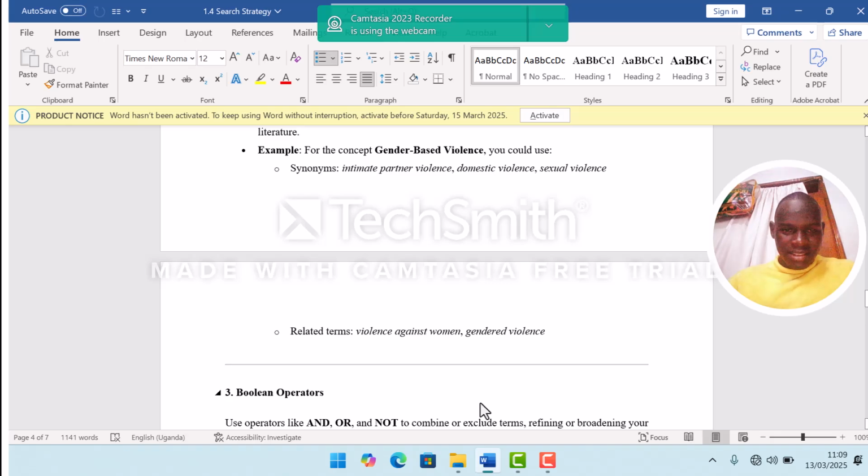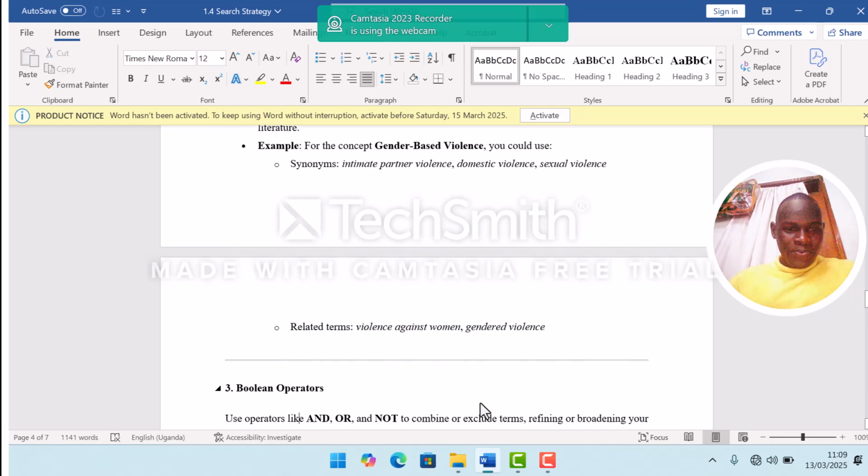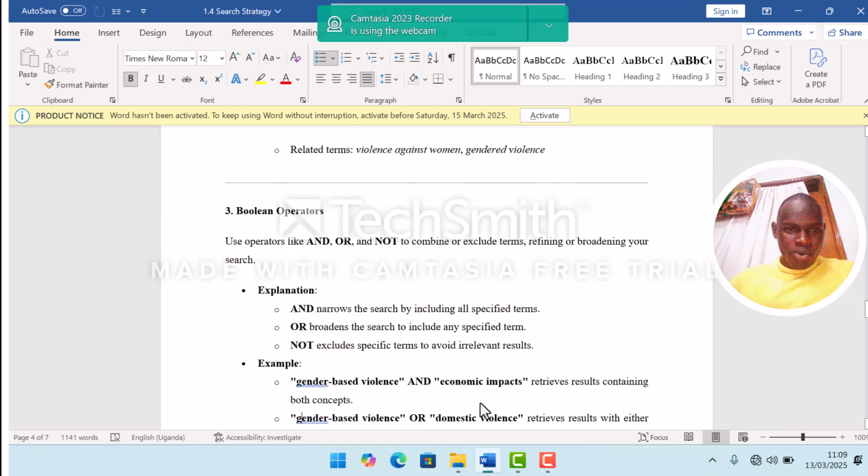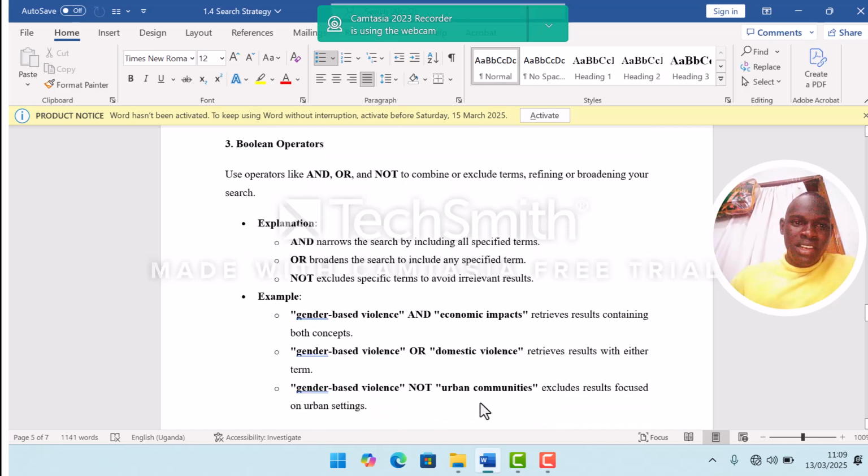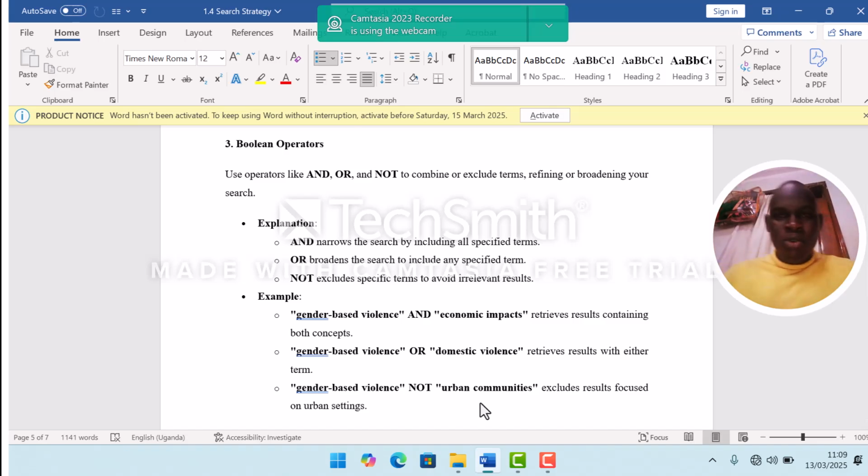A case in point, the starting point will be what we are calling Boolean operators. These Boolean operators are what we often use in day-to-day work, and they are simple things. Examples are AND, OR, NOT. We use them to combine or exclude terms, refining or broadening your search. That is why we use Boolean operators.